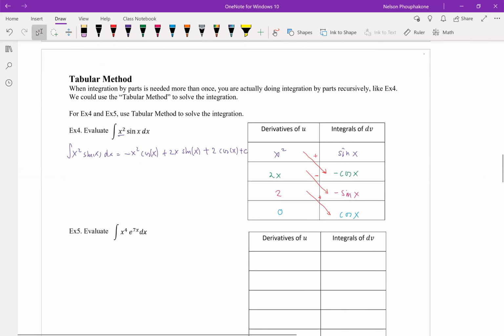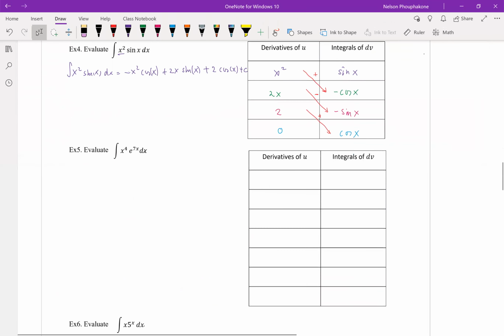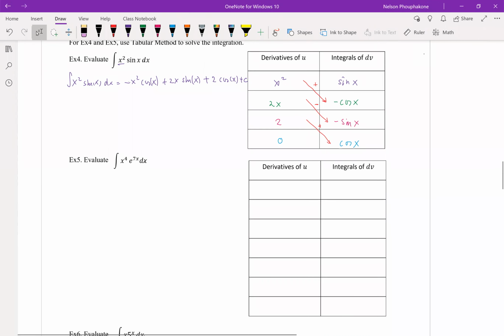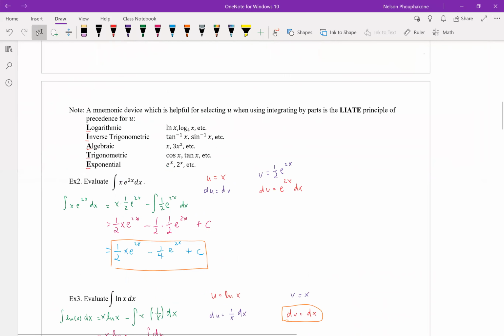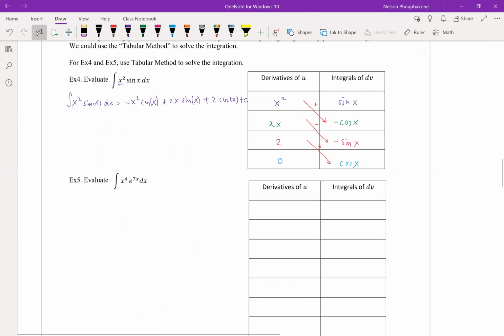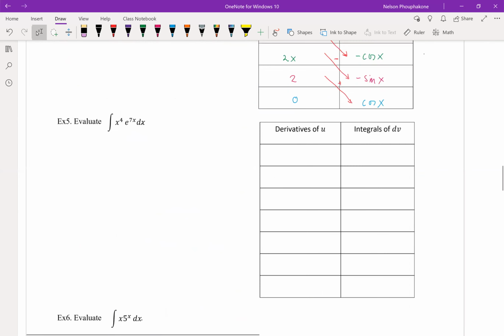Okay, then right now it is your turn. Go ahead and try number 5, and see if you could actually get to the result. Now again, remember, based on the rule that algebraic comes before exponential, you should let u equal x to the power 4 in this case, right? Okay, so let's try this.